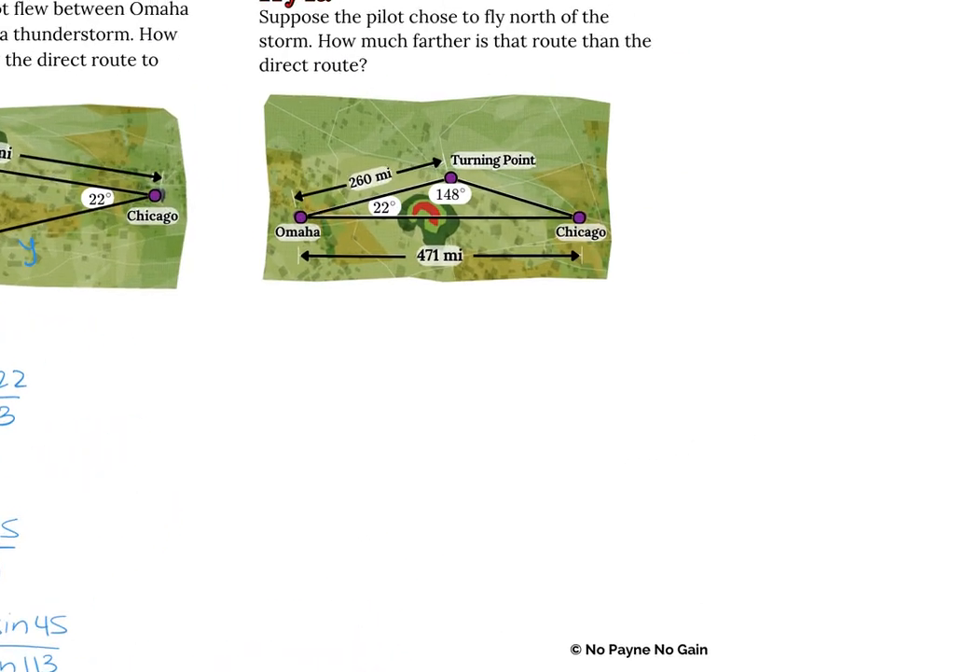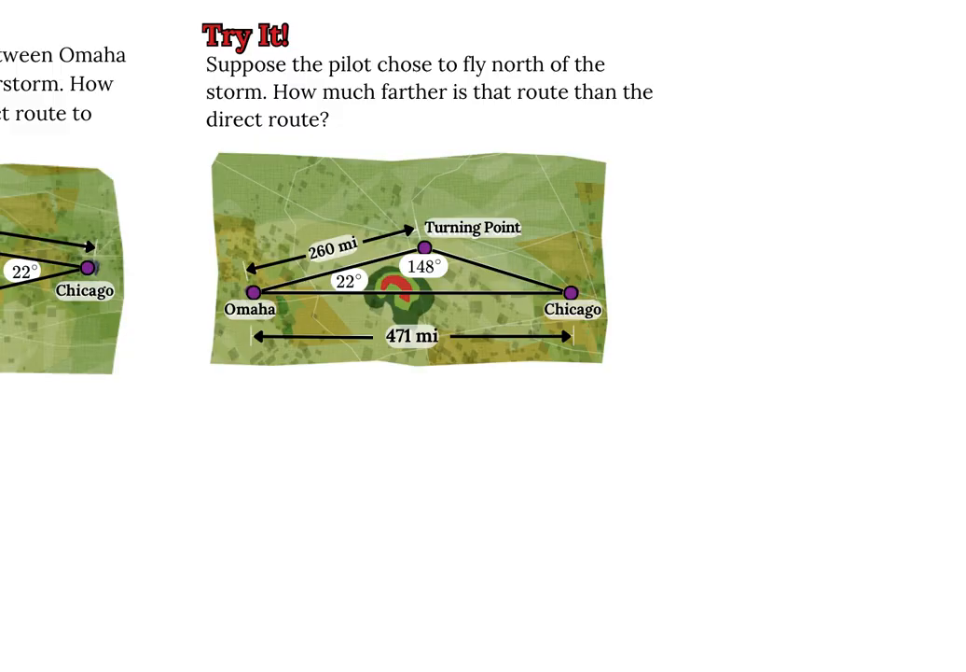Okay, your turn to try it. Suppose the pilot chose to fly north instead. How much farther is that route than the direct route? Again, we'll use the law of sines. They told us one of our side measurements already, so we can set up our law of sines. So sine 148 over 471 equals sine of 22, I'm going to call this side x, over x.